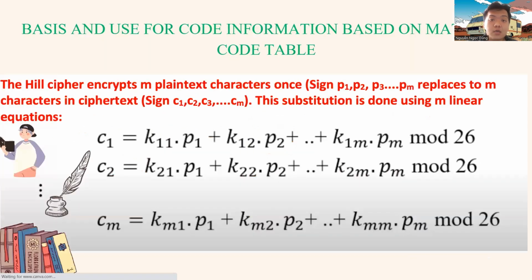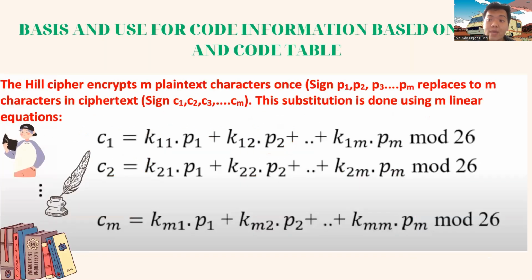Here K to the power of -1 is the inverse of the matrix K, with operations performed in Z26. So here are some of the basics for coding information based on math and a code table. The Hill cipher encrypts m plaintext characters P1, P2, P3, etc., Pm into m characters of ciphertext C1, C2, C3, etc., Cm. This substitution is done using m linear equations: C1 equals K11 multiplied by P1 plus K12 multiplied by P2 plus etc., plus K1m multiplied by Pm, modulo 26. It is the same for C2, all the way down to Cm equals Km1 multiplied by P1 plus Km2 multiplied by P2 etc., plus Kmm multiplied by Pm, modulo 26.